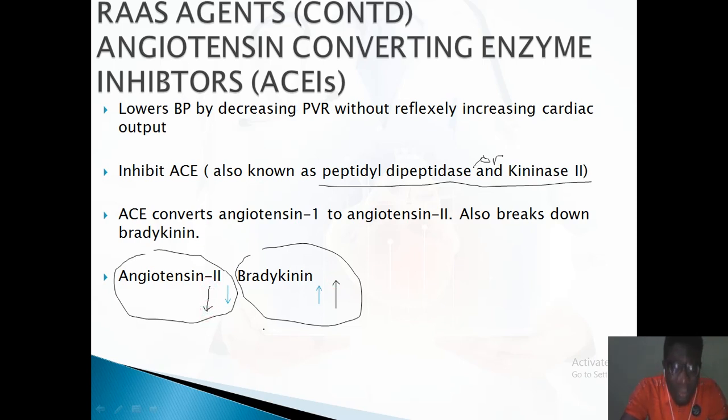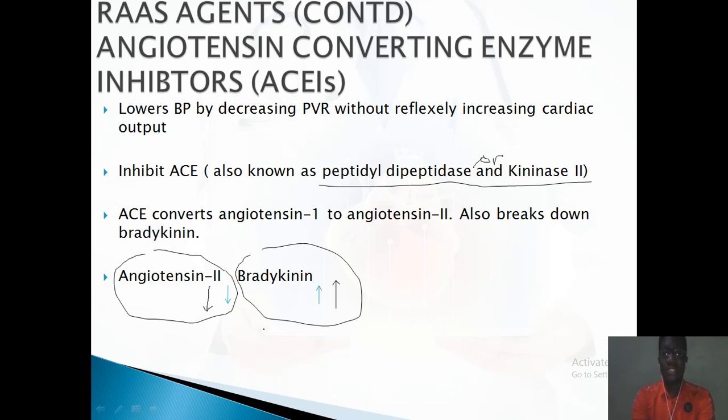And as we know, bradykinin is a potent vasodilator. Angiotensin 2 is a potent vasoconstrictor, and bradykinin is a potent vasodilator. So angiotensin converting enzyme converts angiotensin 1 to angiotensin 2 and breaks down bradykinin.